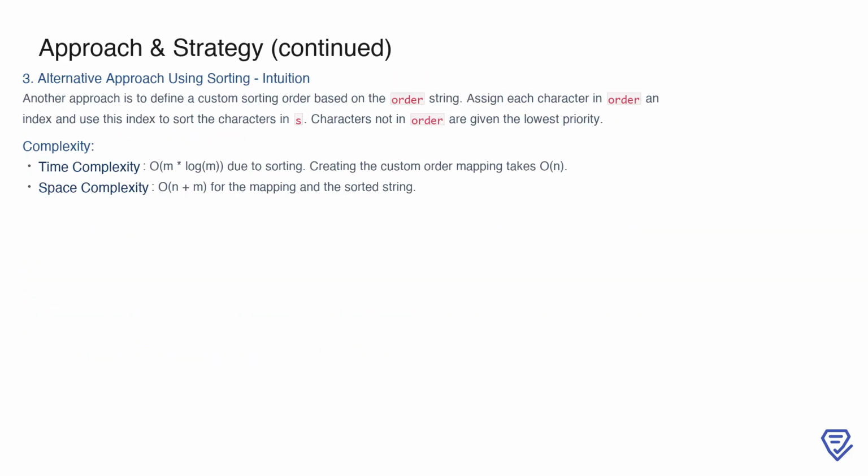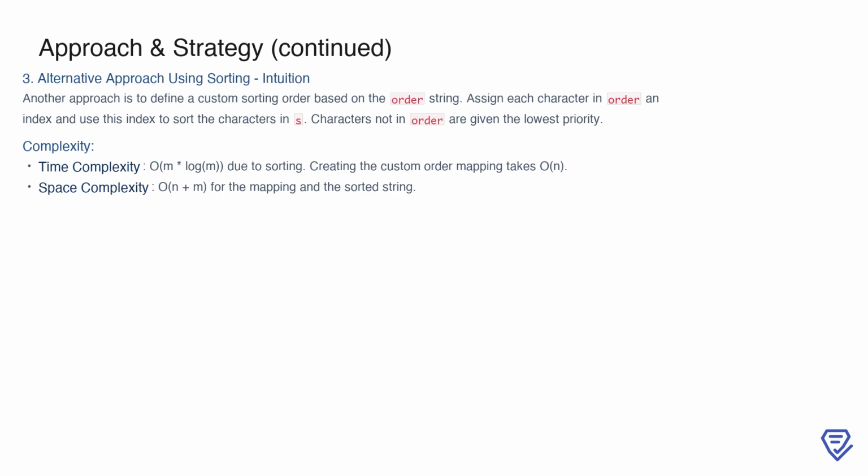Another possible solution is to use a sorting-based approach. Here, we define a custom sorting order based on the order string. Each character in order is assigned an index, which determines its priority during sorting. For characters in S that are not found in order, we assign them the lowest priority. This way, when we sort the string S, it will automatically follow the sequence defined by order.